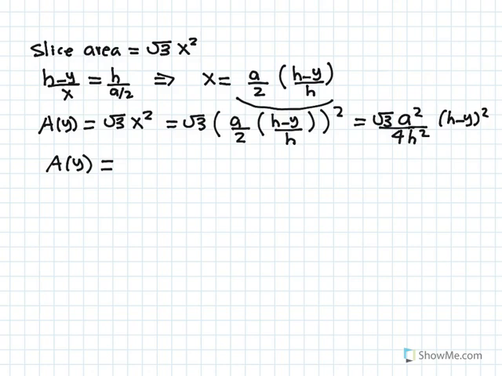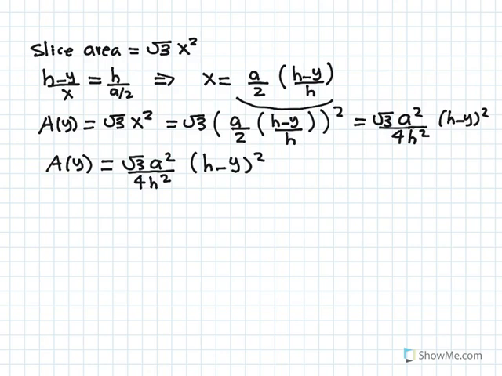So we have A(y), the cross-sectional slice as a function of y, the cross-sectional slice of one of the equilateral triangles, and these slices are of course perpendicular to the y-axis. We're going to integrate them in the y direction. Root 3 a squared over 4h squared, put all the constants in the front, this makes it easier to integrate, times (h − y) all squared.